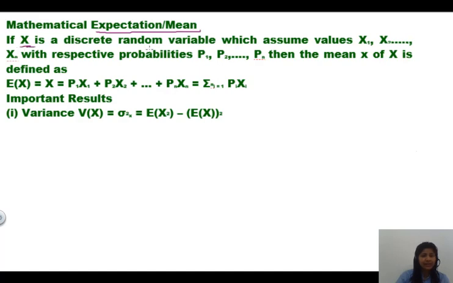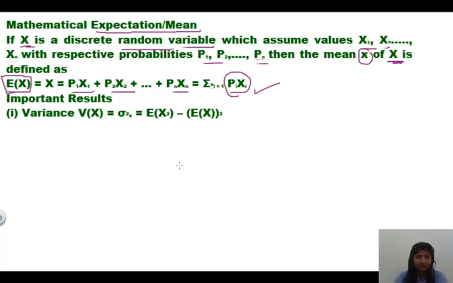If X is a random variable which assumes values from x1 to xn with respective probabilities from p1 to pn, then the mean of the random variable X is defined as E(X). This is the representation for mean: E(X) = p1x1 + p2x2 + ... + pnxn, in short sigma pi xi, where i is from 1 to n.